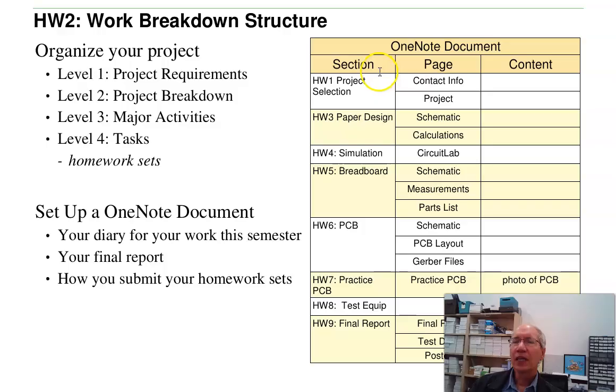Week 2 is work breakdown structure. This is to organize your project to increase the odds of your project being successful. The work breakdown structure typically has 4 levels. That's the project requirements, how you're going to split it up into smaller parts, the major activities, and tasks. The tasks are your homework sets. You'll also set up a thing called OneNote. OneNote document is going to be your diary. It's what you use to document your work throughout the entire semester.